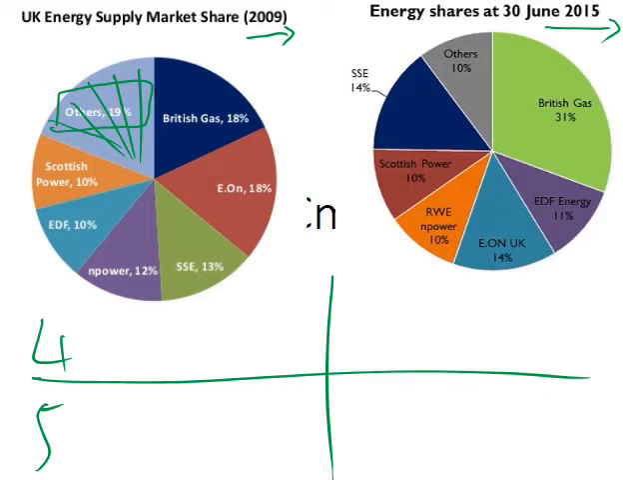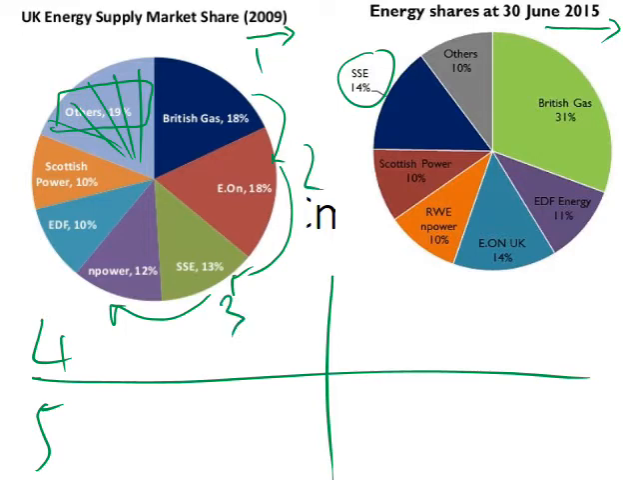And sometimes it looks like you just work your way around the pie chart. But if you notice on the one on the right hand side, SSE, which is one of the largest at 14%, isn't in that order, so you might miss that if you're just working around the 4. So just have a quick look around the whole pie chart, make sure that you're adding together the biggest firms. So we'll add British Gas, E.ON, SSE and npower for the 4 firm, and then as Scottish Power and EDF both have 10%, we'll just add one of those as well for the 5 firm.